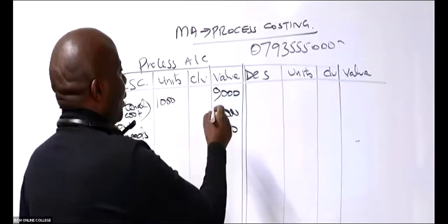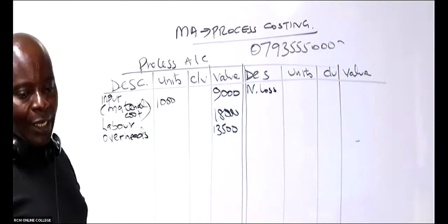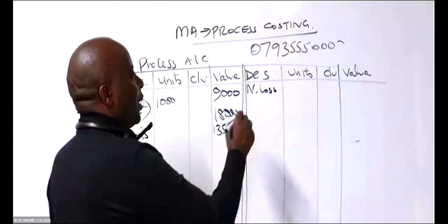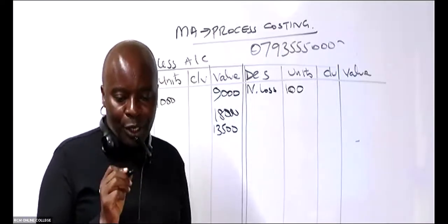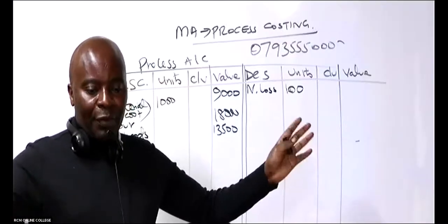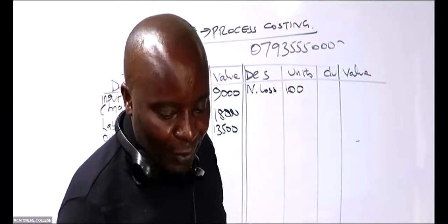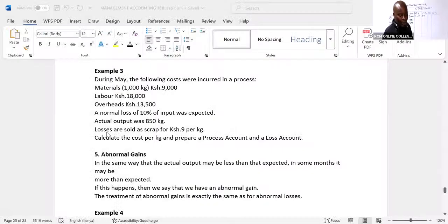And then we have normal loss. Are you able to remember the normal loss units? 100. What do we normally do with normal loss units? We scrap them, sell them at a throwaway price. If it is given there, we shall always sell them. We multiply them by the scrap value. Has the scrap value been given in this question? You can see in this case, losses are sold at a scrap value of 9.